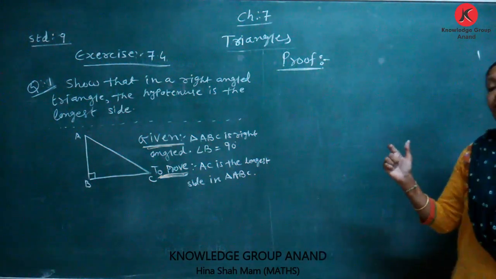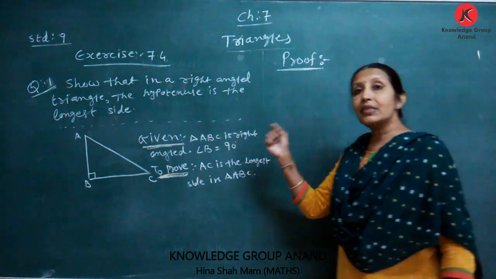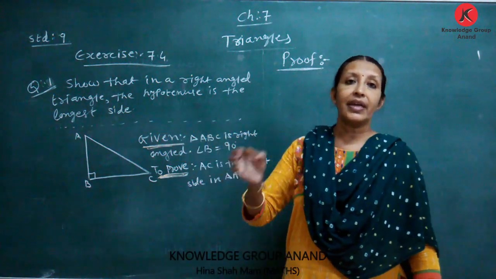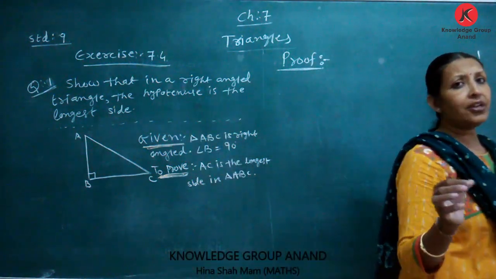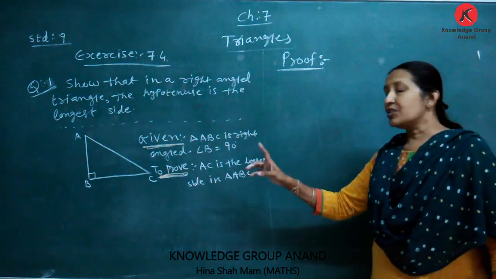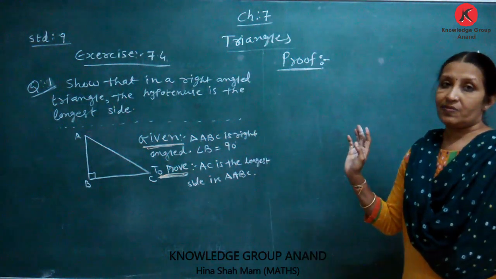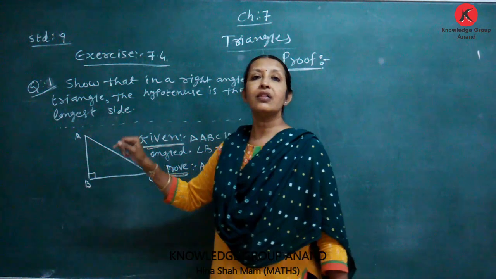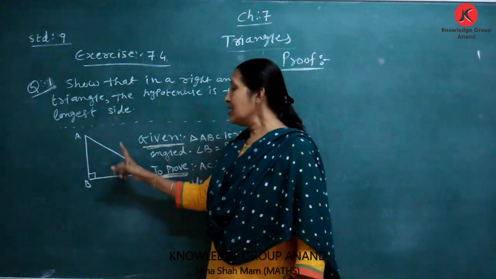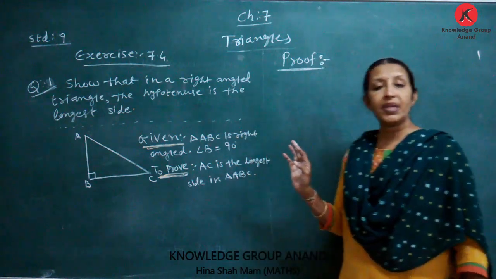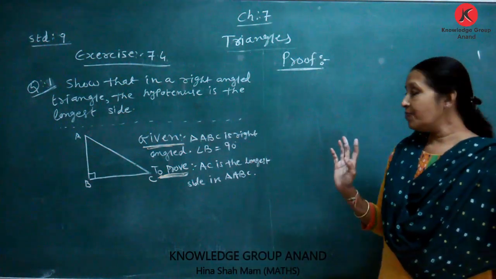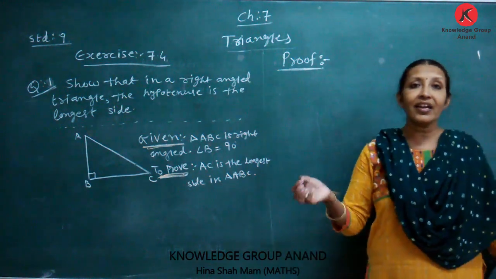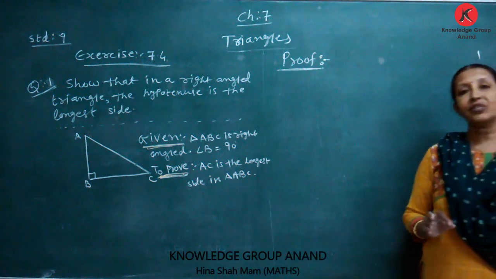But angle B is equal to 90. Angle B is the largest angle in triangle ABC. Then its opposite side must be the largest. Its opposite side must be the largest, the side opposite angle B. Then AC is the largest side. Therefore, AC is the largest side in triangle ABC. Then we say that in a right triangle, the hypotenuse is the largest side.